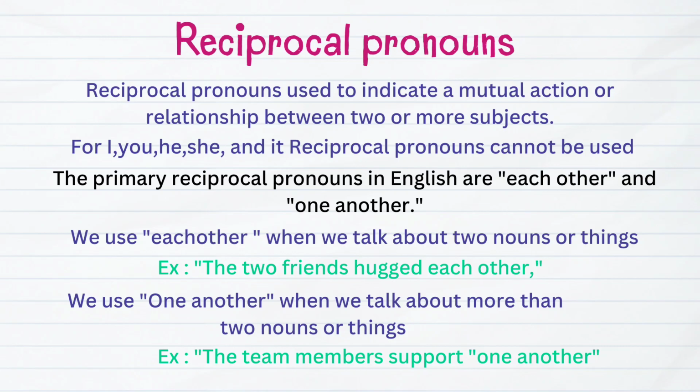So these pronouns are particularly useful for expressing situations where two or more people or things perform an action that is simultaneously directed towards each other, or used to refer to a number of people who belong to the subject of the exact same verb in a phrase. We use one another when we talk about more than two nouns or things. Example, the team members support one another.